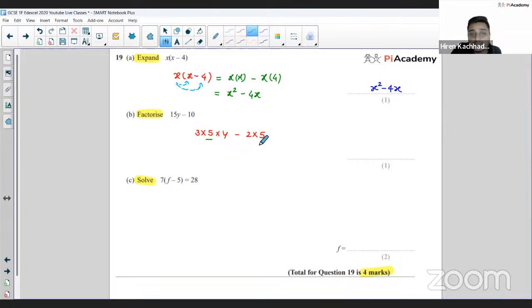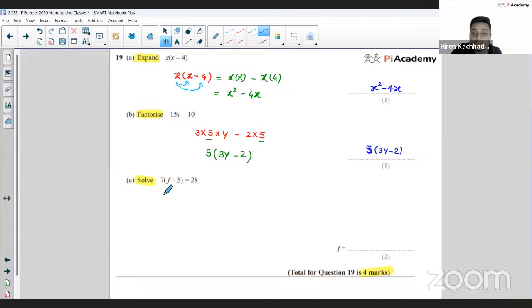From here you have to collect the same term. You can see 5 is common, so you can take out 5. After taking out 5, in the first term what is left? 3 times y, that is 3y. And in the next term, 2 only. So this is the answer. As I mentioned, factorizing and expanding brackets are the reverse of each other. So the answer of this question is 5(3y minus 2). Actually, you all are correct. Very good, everyone.